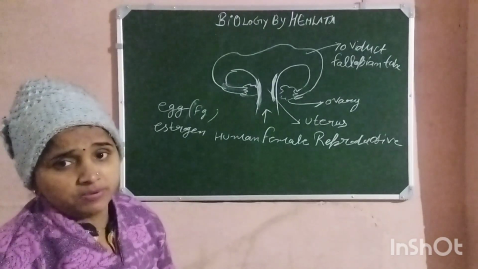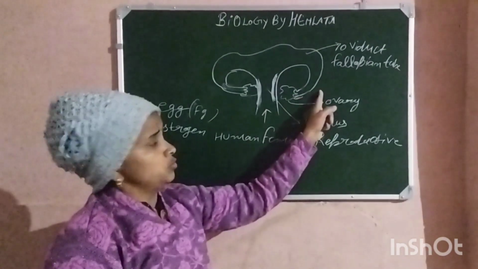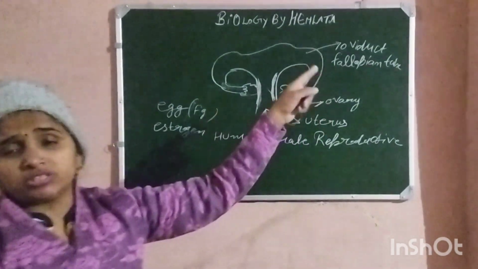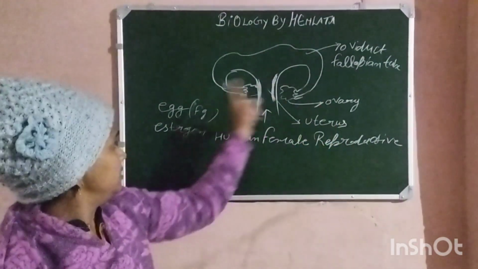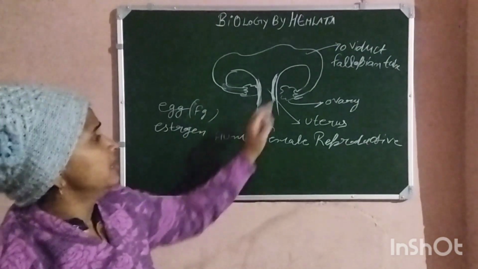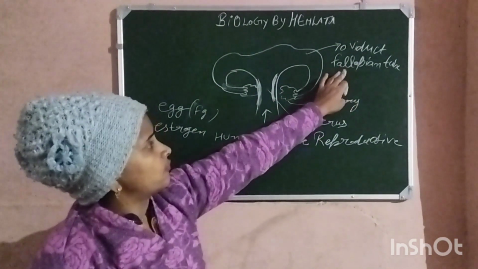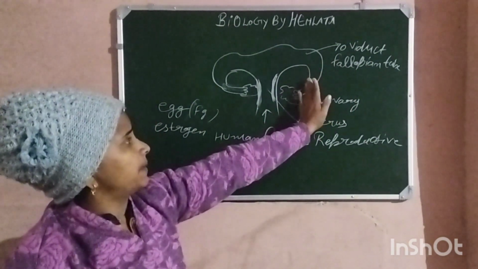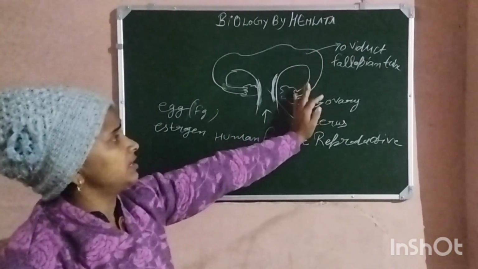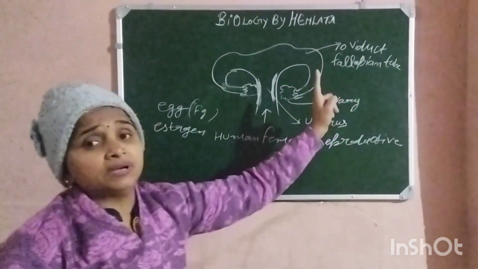So what will the question be? Define the term ovulation. Ovulation is the process in which the ovary releases the ova. What is the function of the ovary? They release the female gamete and estrogen. What is the function or role of the fallopian tube? They provide a passage for the female gamete to travel. They receive the female gamete. They provide a site for fertilization.